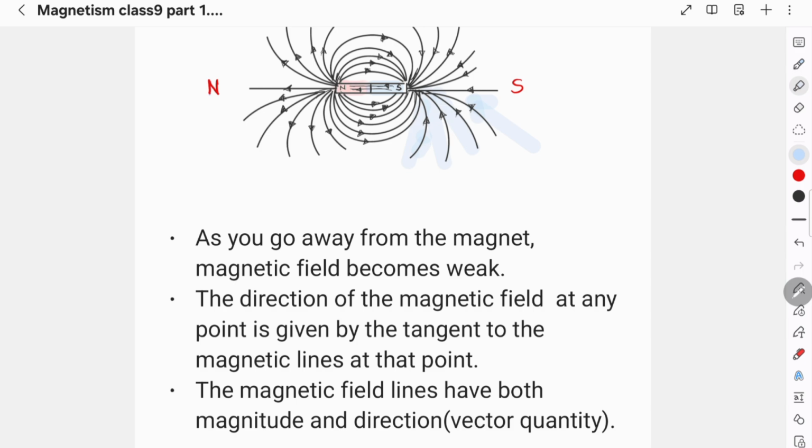Okay, so the magnetic field lines have both magnitude and direction. So basically it is a vector quantity. You can clearly see the direction which has been marked by the arrows, and obviously it has got some magnetic strength. So it's a vector quantity.